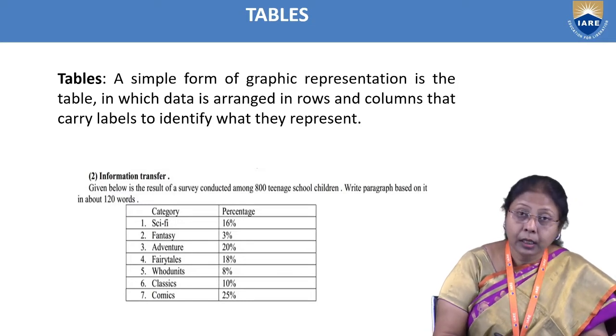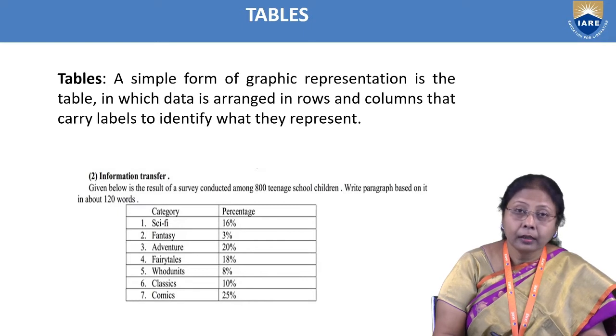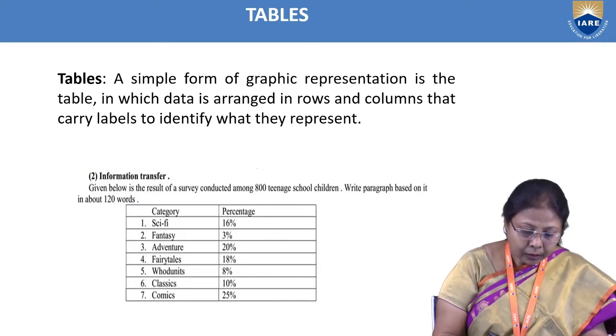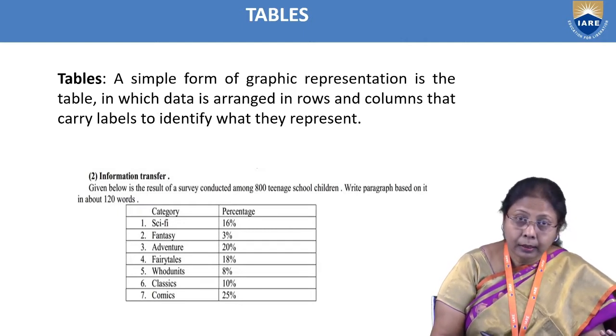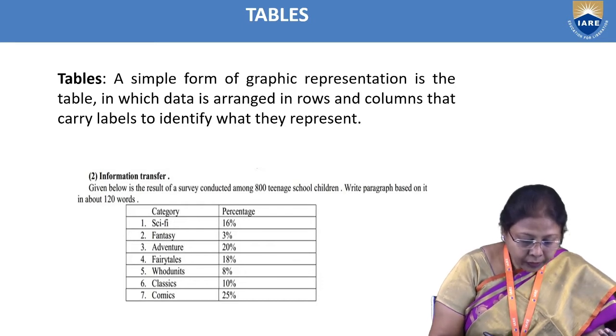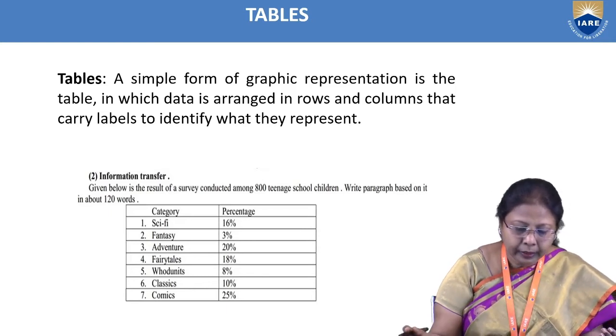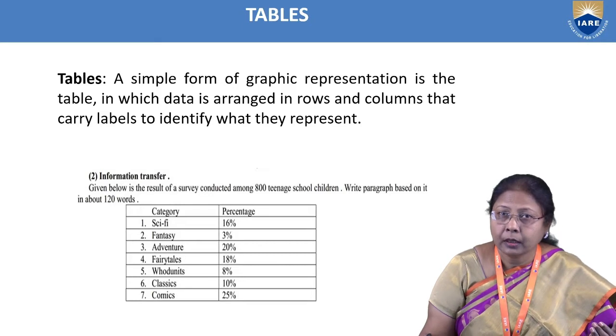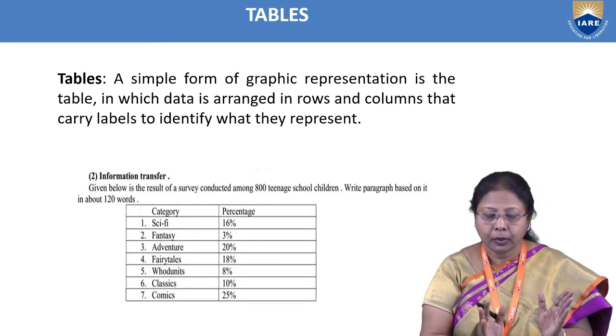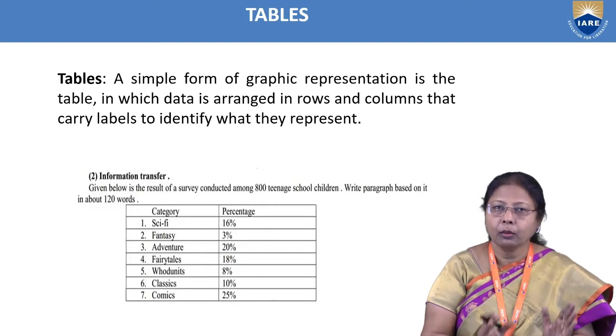So 3% of the children are fantasy lovers, and 20% of the teenage school children are adventurous. Then 18% of the children are lovers of fairy tales, and 8% are foodies. Then 10% are lovers of classics, and 25% are lovers of comics. So this is the category of 800 teenage students: what they love to read.